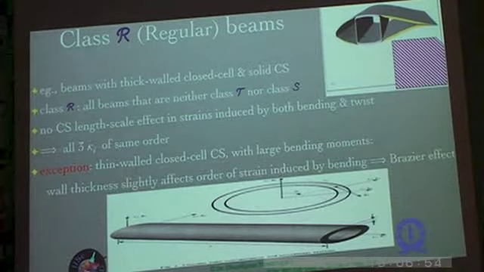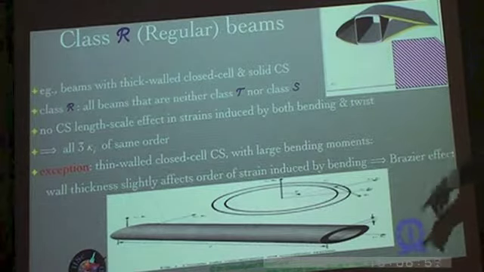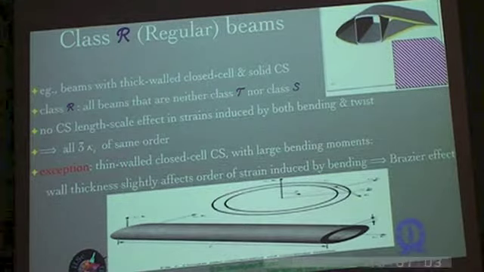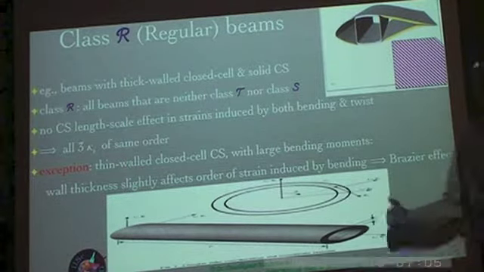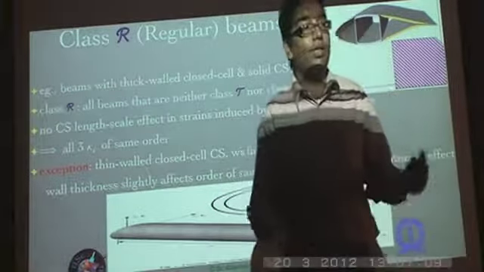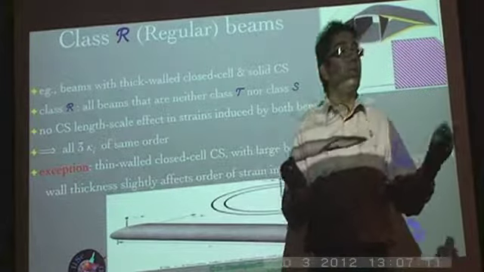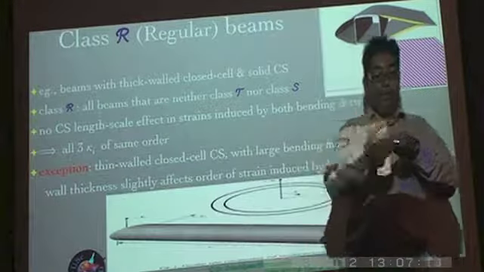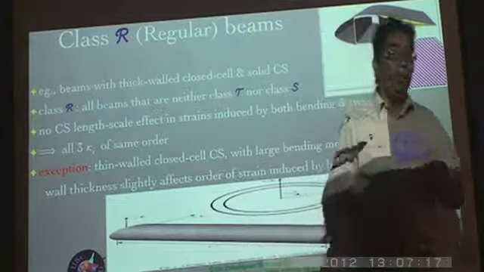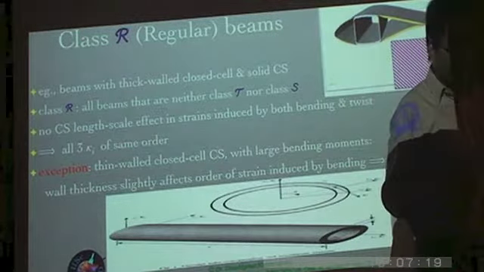So the wall thickness slightly affects, in the case of thin-walled closed section beams, the order of the strain induced by bending, and that's why you have the brazier effect. The effect, of course, is through the in-plane warping, as we saw in the previous class, where for example, you start with a circular section, it ovalizes in such a way that it flattens in the direction in which it is bending, and therefore the bending moment of inertia and the bending stiffness reduce.